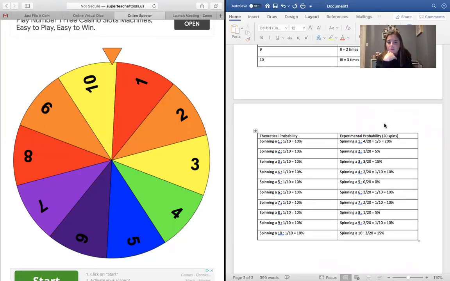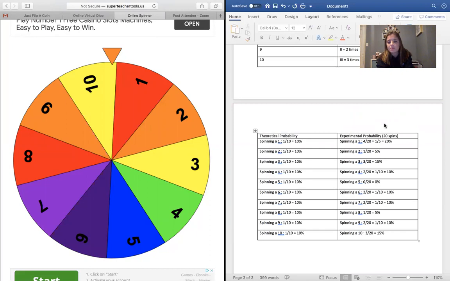The theoretical probability of spinning a 1, well, there's 10 possible numbers. So if I want a 1, that's 1 out of 10 possible numbers. That's 10%. And that's the same for 1 through 10. If I want to spin a 4, it's 1 out of 10, 10%.